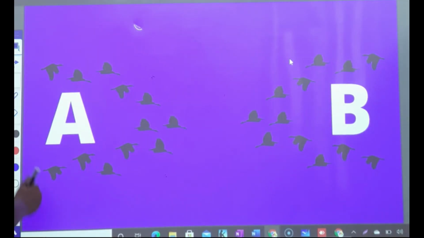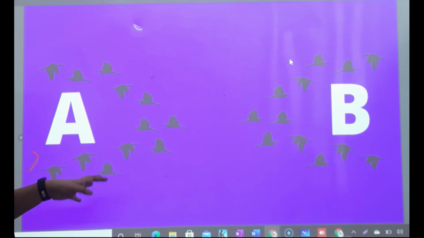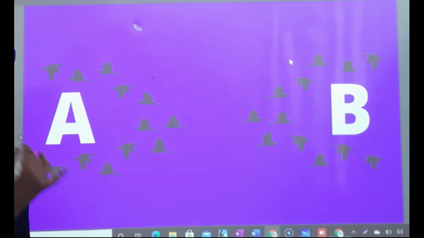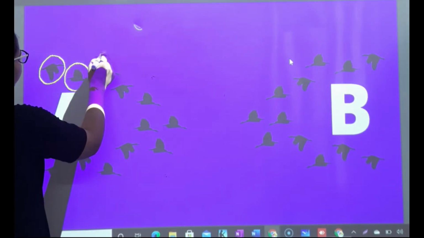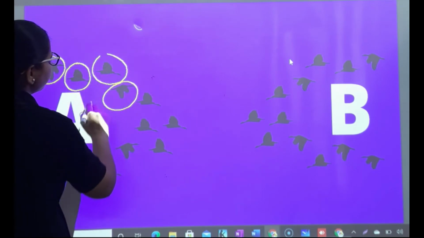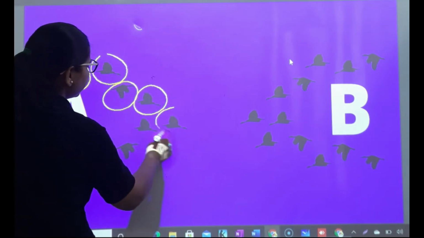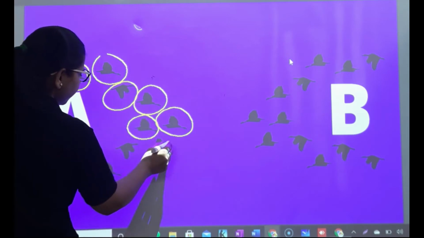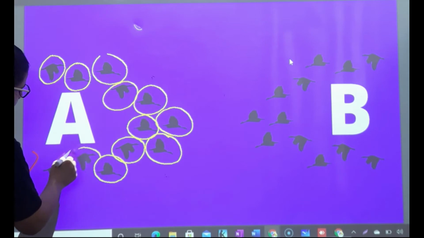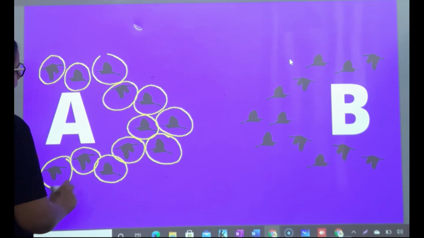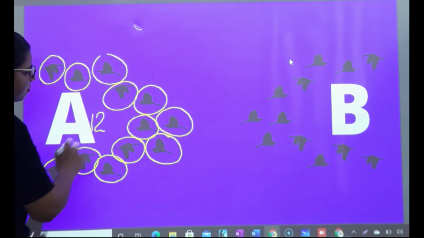So here we were. Right? Here we were. So what we have to compare here, we have to compare number of birds. So let's check number of birds in group A. 1, 2, 3, 4, 5, 6, 7, 8, 9, 10, 11, 12. We have a total of 12 birds here.